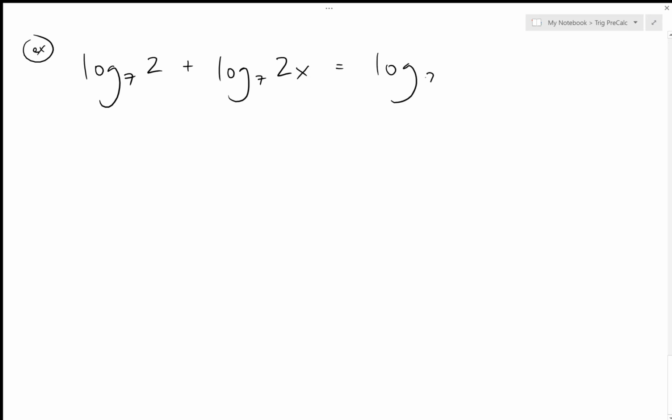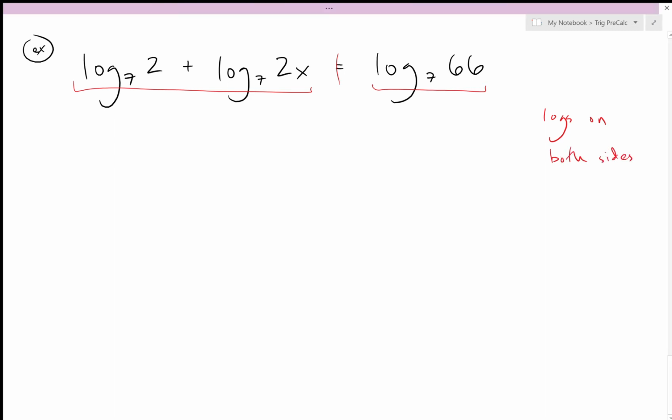All right, one last example. Let's go ahead and solve log base 7 of 2 plus log base 7 of 2x equals log base 7 of 66. So you notice what's different about this one? We've got the equal sign, we've got logs on the left and a log on the right. Logs on both sides. Okay, and we'll see what happens here.